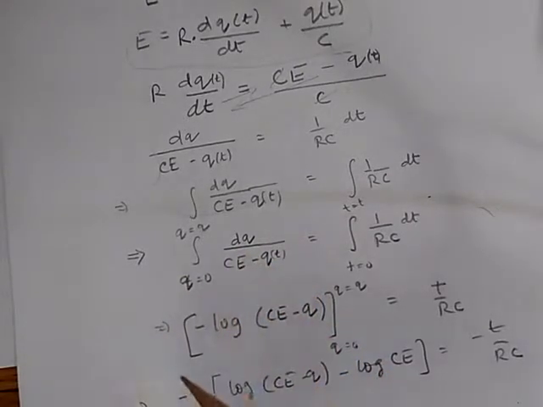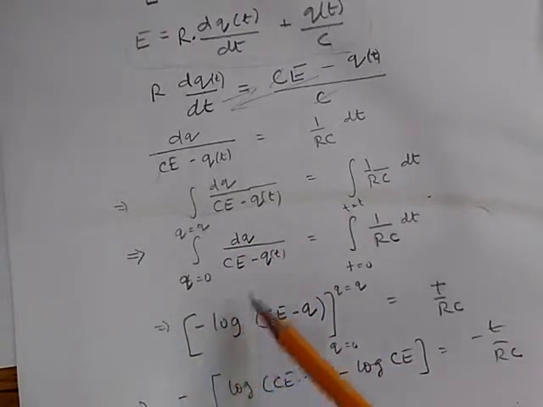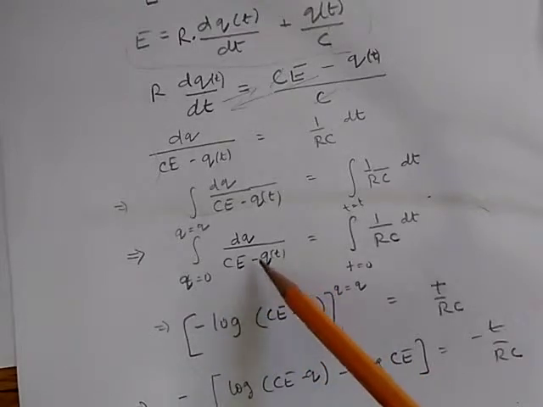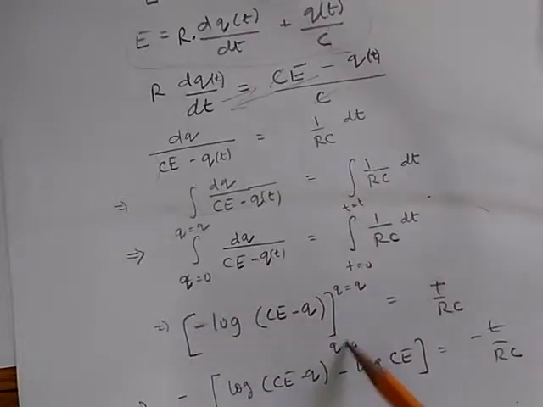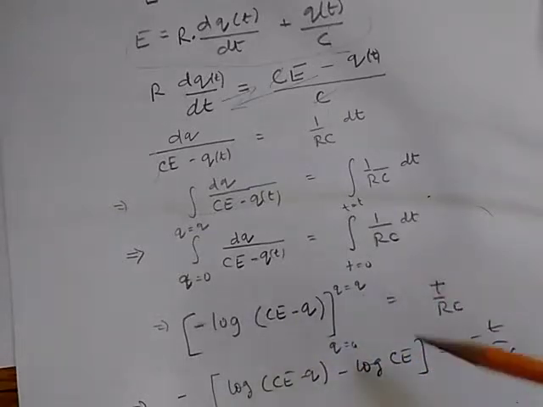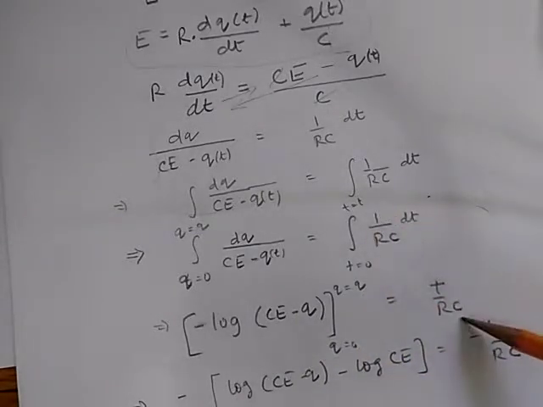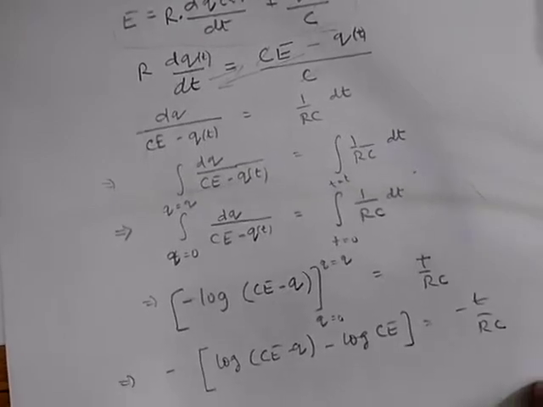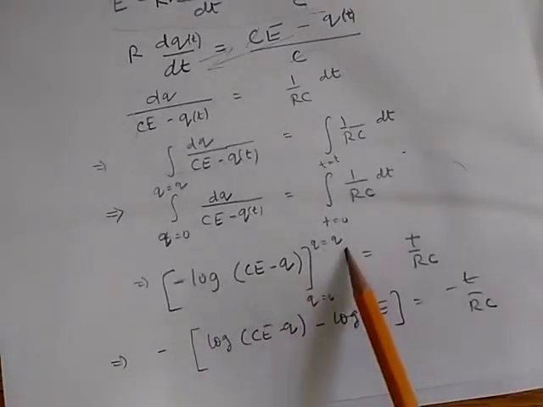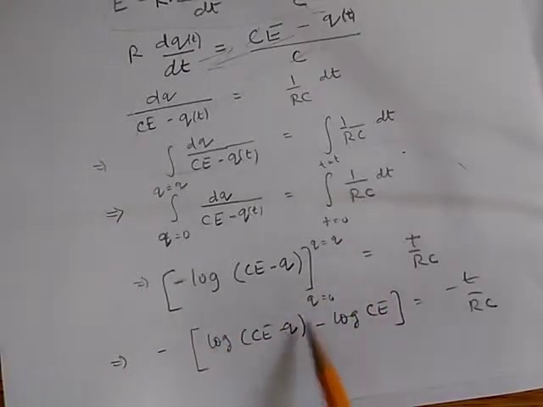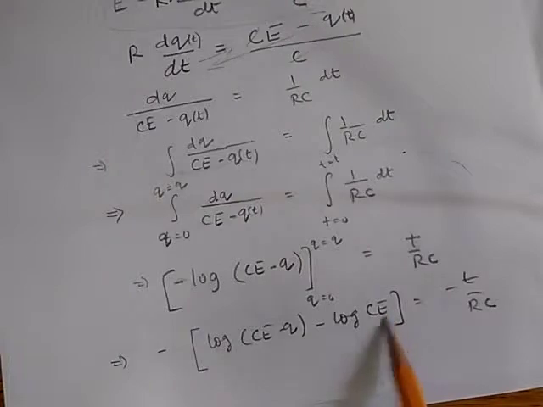If we integrate it, it becomes minus log (CE minus q), with minus, because we have a minus term here, so this thing becomes minus here. It's actually divided by minus 1, so the minus term comes here. Q equal to 0 to q equal to q becomes equal to t divided by RC. And when we do this, we get this term. When q is equal to q, it's log (CE minus q), and when q is equal to 0, this becomes log CE.